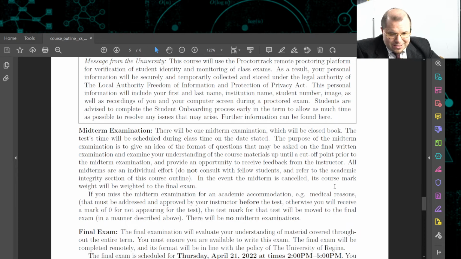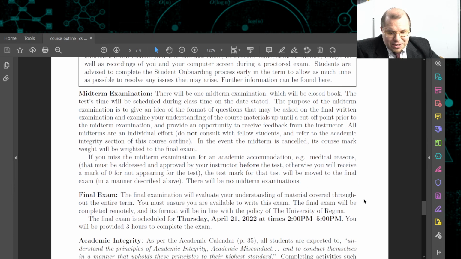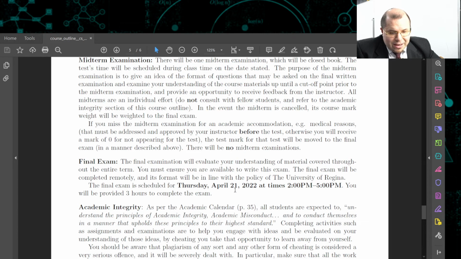There's some general policy in here. For example, there are no makeup midterms. And the final is on April 21st, 2022, and it's at the scheduled time. You'll be given about 3 hours, possibly 3 hours, 10 minutes to complete the exam.